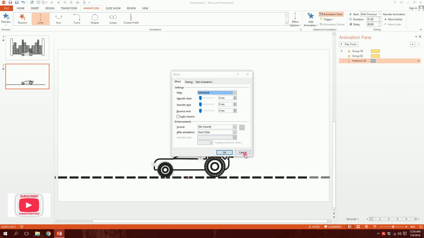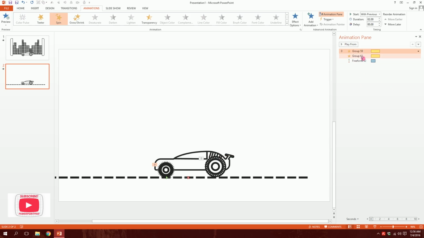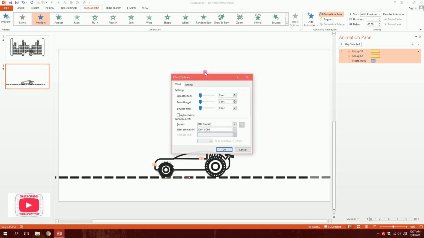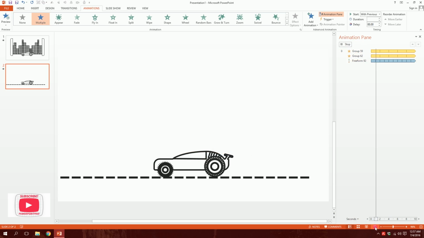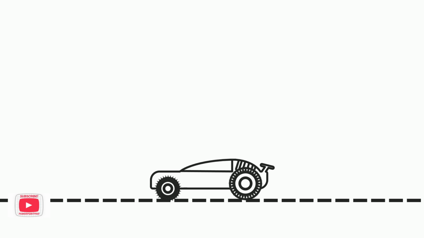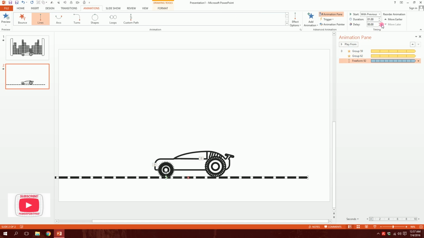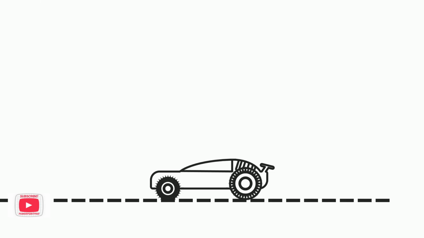So I'm going to click all over this, holding down Control. Then I'll go to Effect Options, go to Timing and repeat until the end of slide and hit OK. And we have got our car running on the street. Alright, I need to make the road a bit faster. I'm going to make it 0.5. And now our car is ready on the street, but it's not looking perfect.